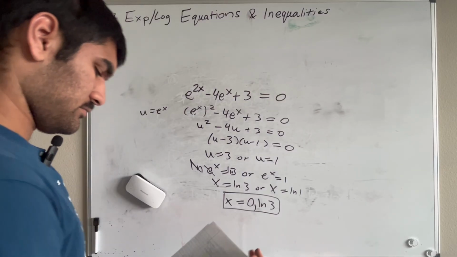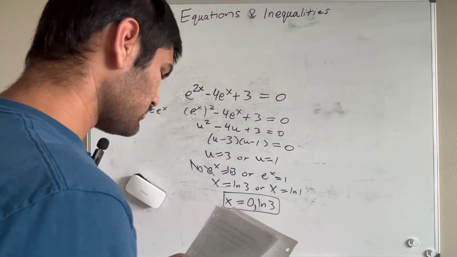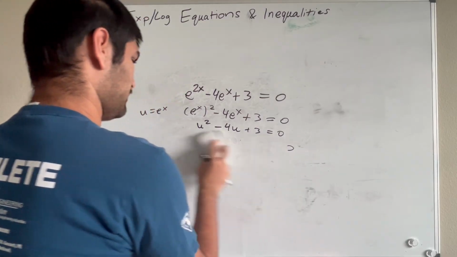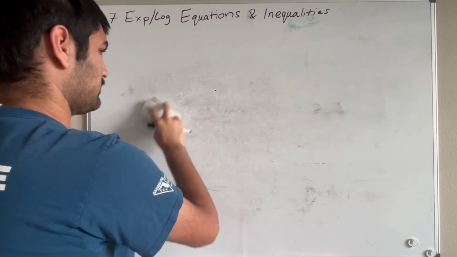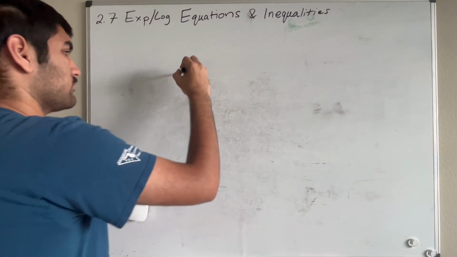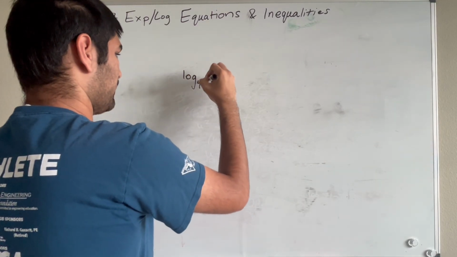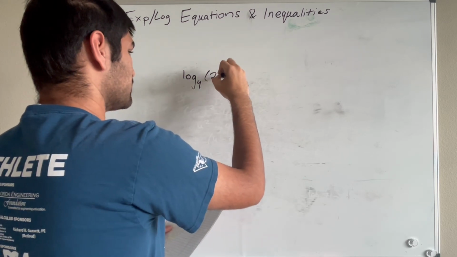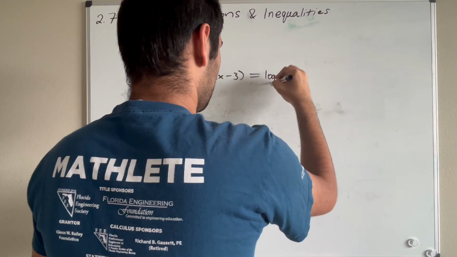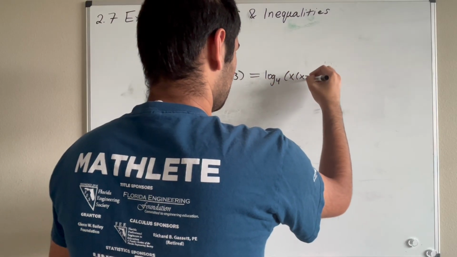All right? Okay, good. So now let's move on to logarithmic equations. So we have log base 4 of 2x minus 3 equals log base 4 of x times x minus 2.